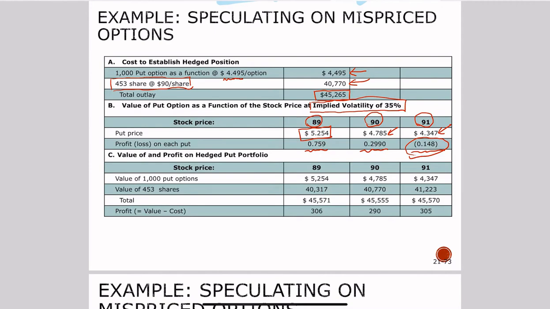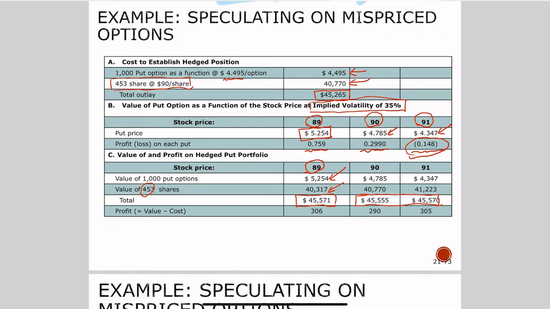Right? So you can see that if stock price is 89, the value of 1,000 put options would be like this, and then the value of shares would be just 89 times 453. So the total position value would be 45,571. And then you could do the same thing. So you can see that roughly speaking, no matter what is the stock price in the end, your total value would roughly be the same.